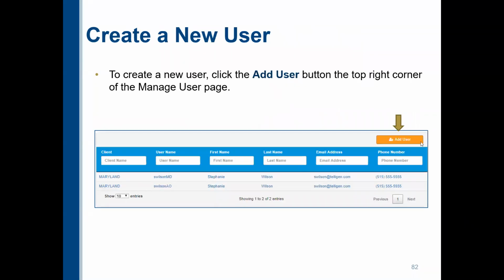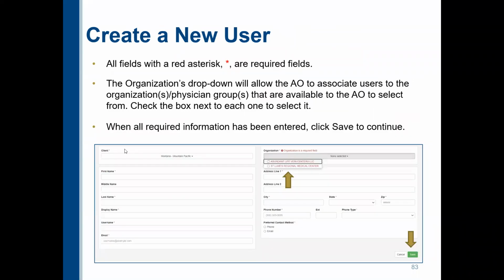To create a new user, you'll click the Add User button at the top right corner of the Manage User page. All the fields here, again, with the red asterisks are required fields. And then if you're the AO, the organization dropdown would allow you to only associate users to organizations that are available to you and that have been delegated to you. You'll simply check the box next to each one to select it. And when all required information has been entered, you'll click Save.